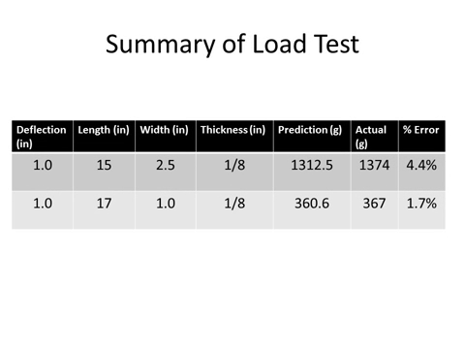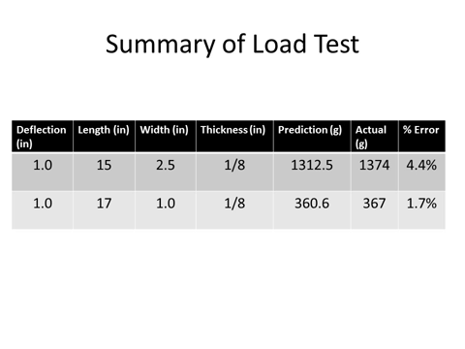This table shows data from the beams we tested for the load on a beam. As you can see, the first beam we tested was 15 inches long, 2.5 inches wide, and 1/8 of an inch thick. We were looking for a deflection of 1 inch. After running these numbers in our code, we found a predicted load of 1,312.5 grams, or 1.31 kilograms. After testing the actual beam in the lab, the beam deflected 1 inch with a load of 1,374 grams. This gave a great result of 4.4% error.